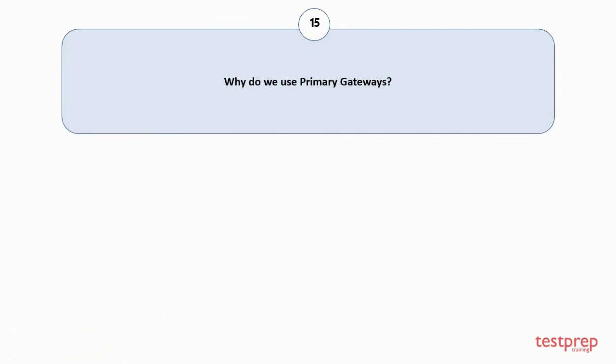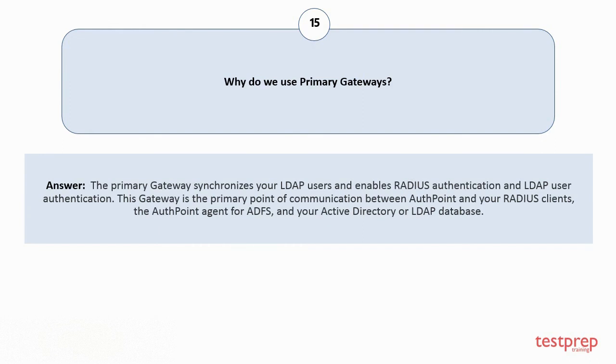Your answer is: the primary gateway synchronizes your LDAP users and enables Radius authentication and LDAP user authentication. This gateway is the primary point of communication between Authpoint and your Radius clients, the Authpoint agent for ADFS, and your Active Directory or LDAP database.